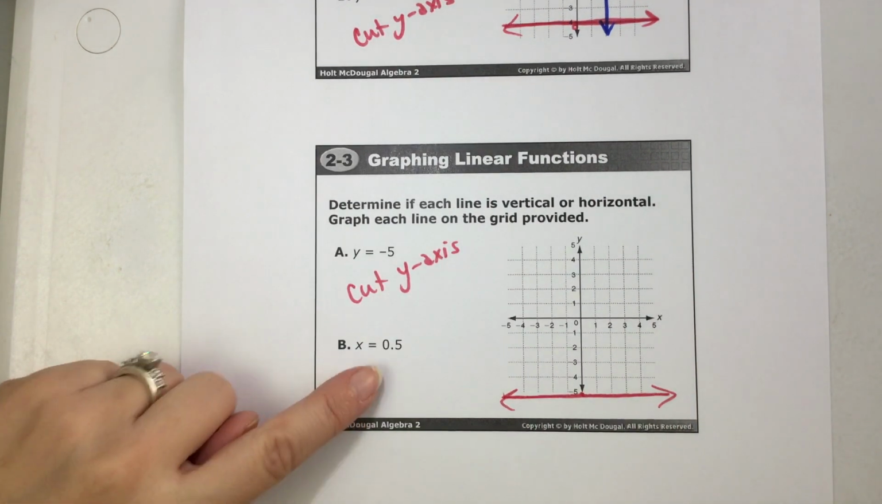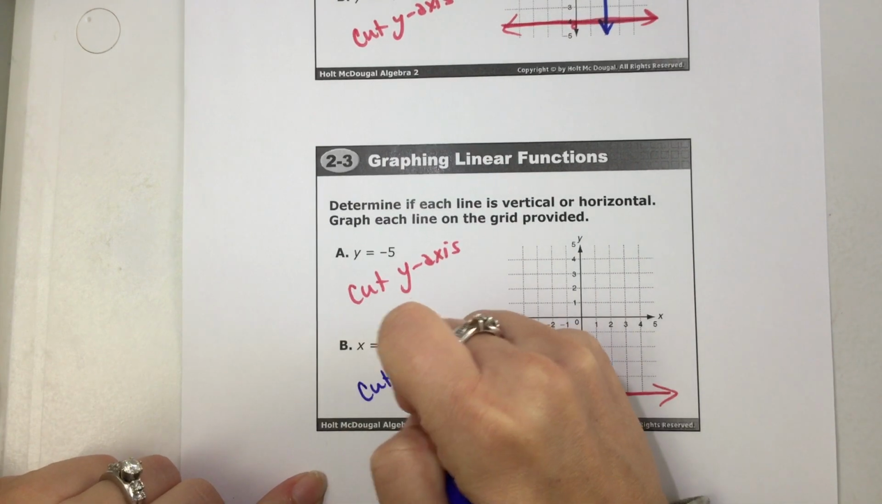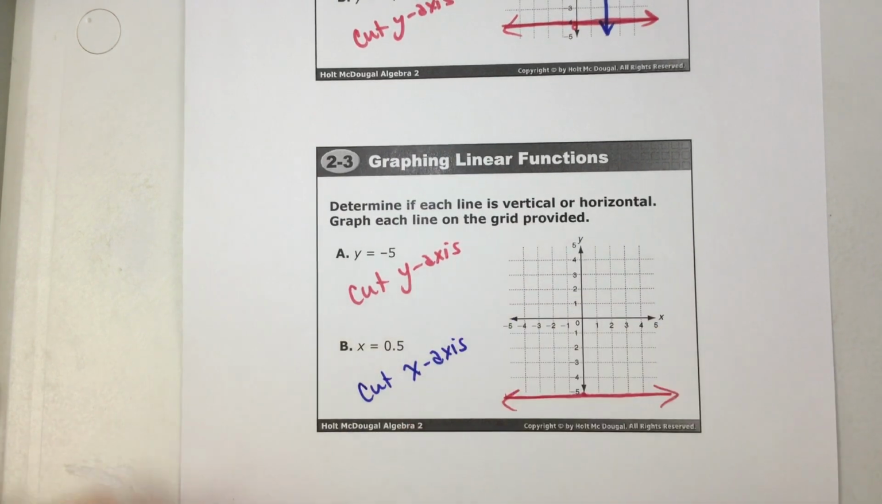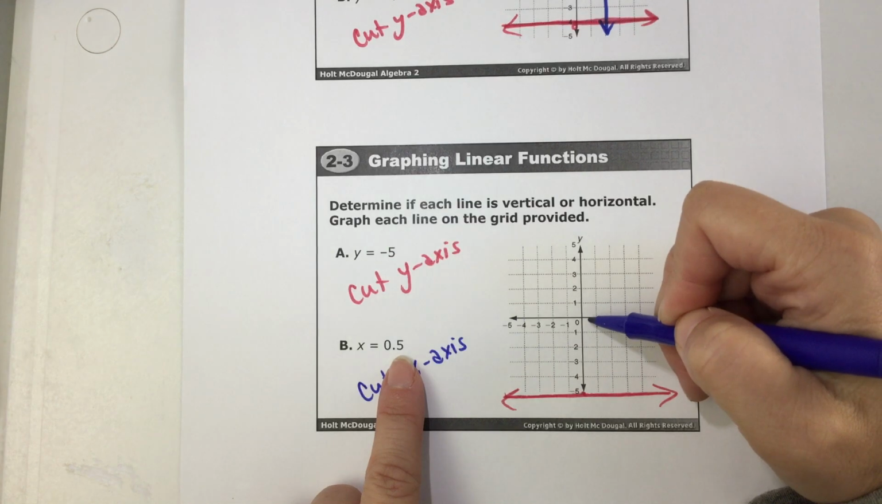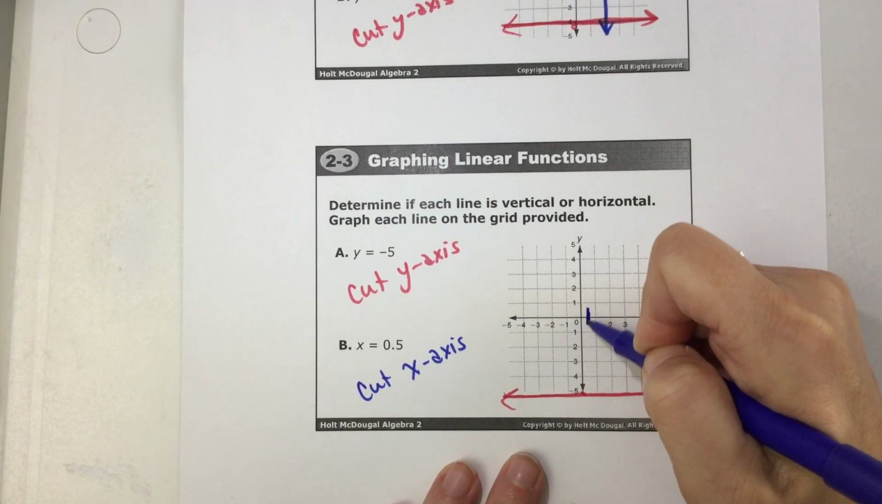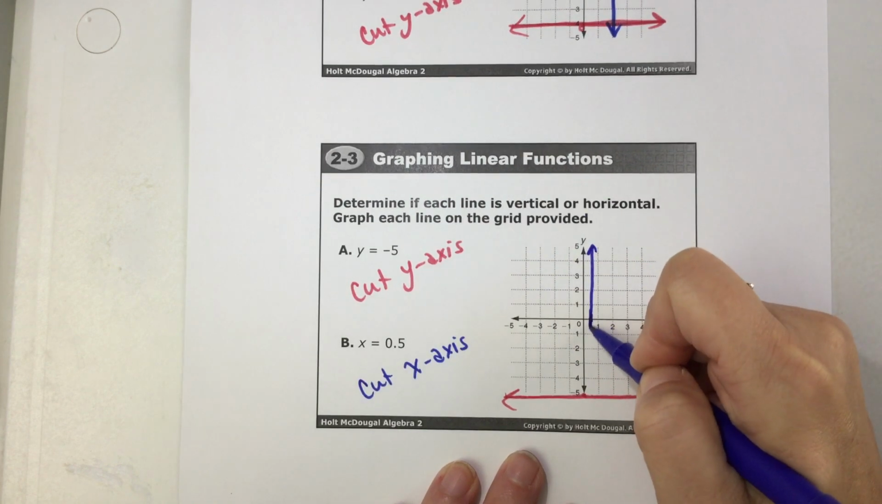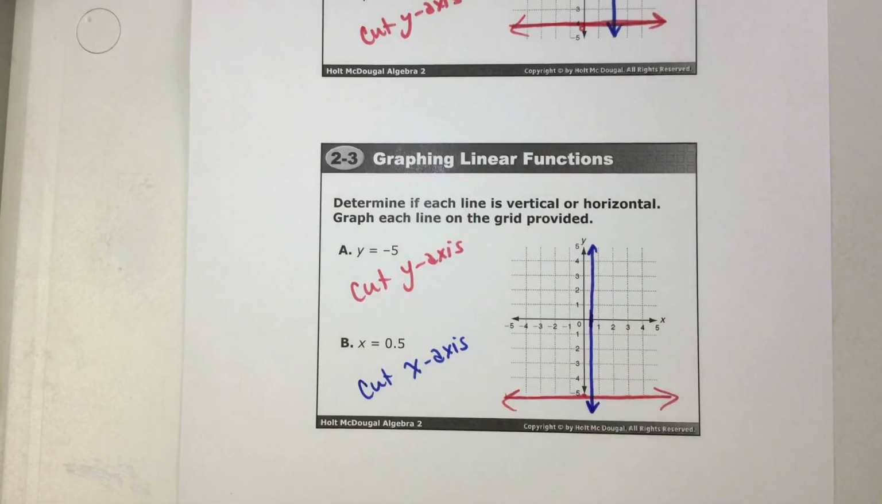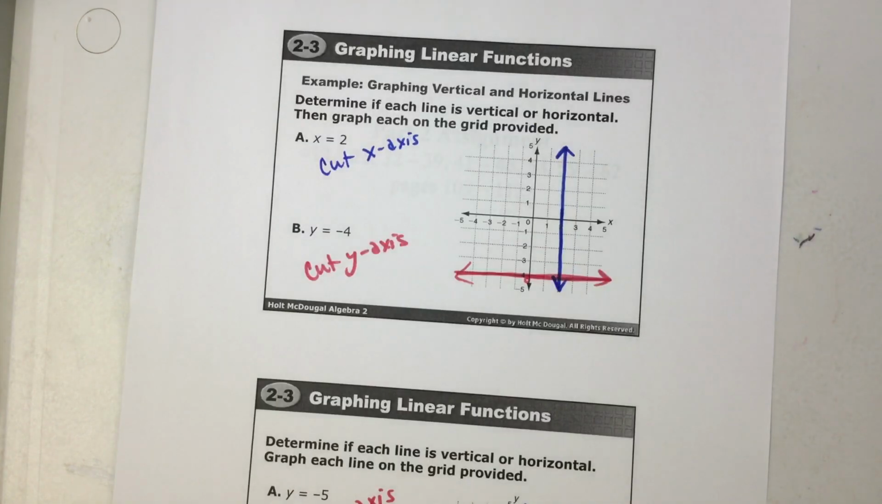Now here, x equals 0.5. Because it's x, I need to cut through the x-axis at 0.5. 0.5 is located in between 0 and 1. So I need to cut the x-axis at that point. And that, my friends, is the end of 2.3.